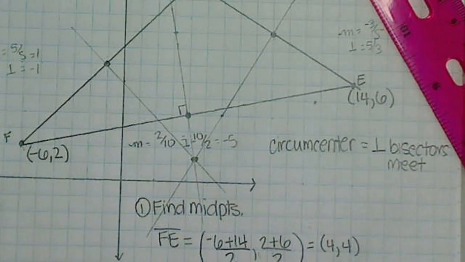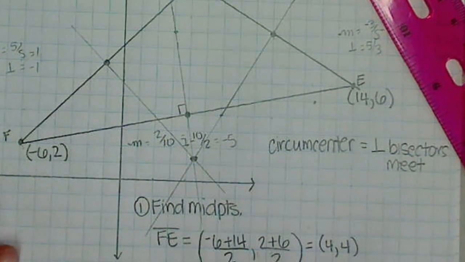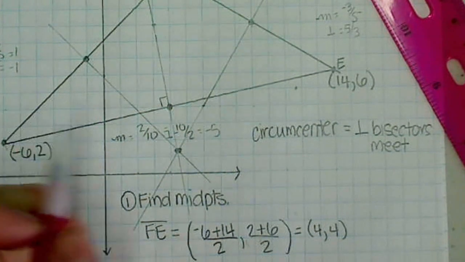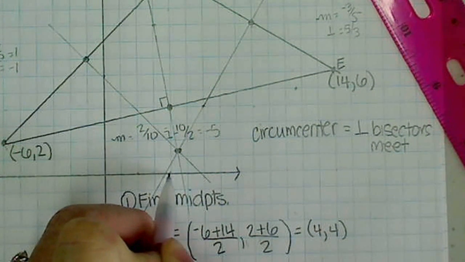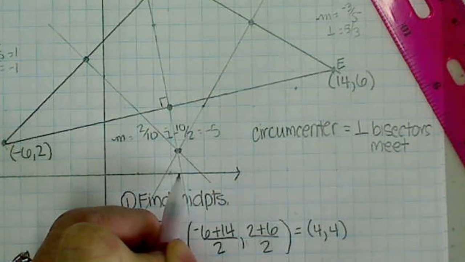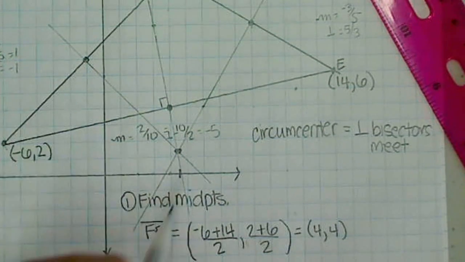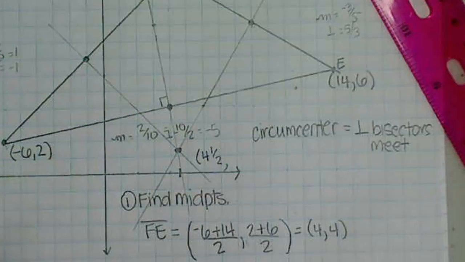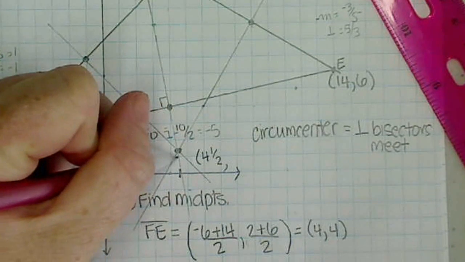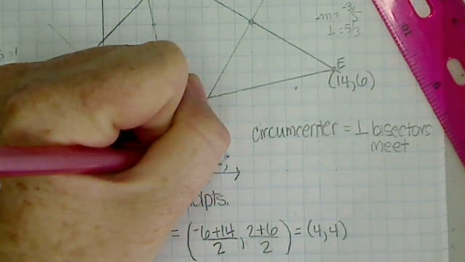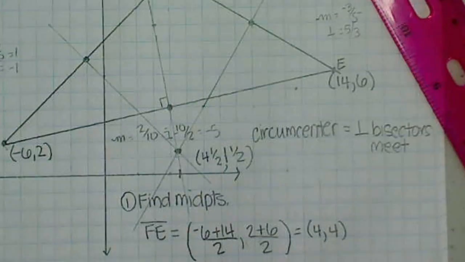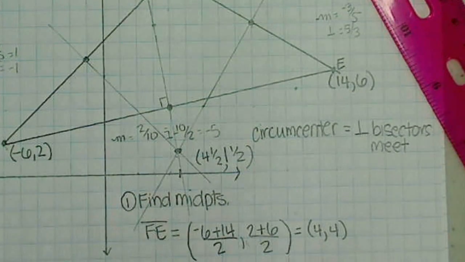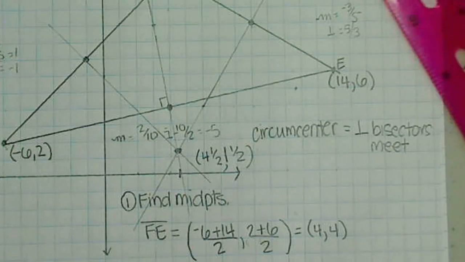Okay, I need to know what is the ordered pair of that point. So I don't know if you can see it on the camera, but 1, 2, 3, 4, and it's halfway. So 4.5. And then I'm going to go up 1.5. That is my circumcenter. 4.5, 1.5. Okay, number 5.